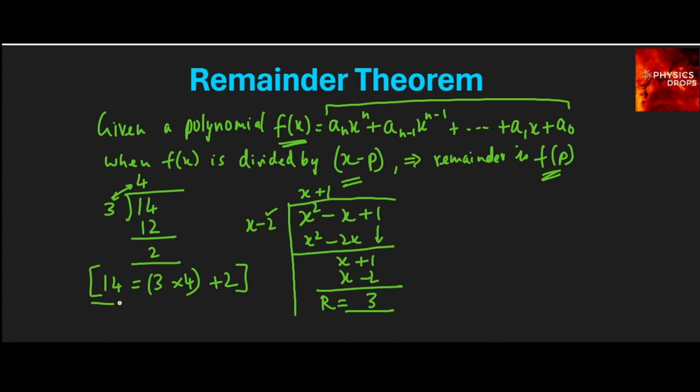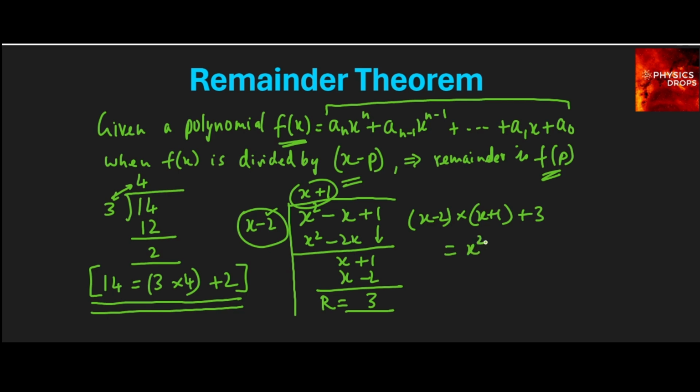And let's try and express it in the same form that we saw for the number 14. X minus 2, the divisor, multiplied by the quotient, which is x plus 1, plus the remainder 3. This is equal to our polynomial f of x, which is x square minus x plus 1. Now the remainder theorem states that the remainder should be f of p. That means if we substitute the value of p in f of x, we should get the remainder 3.